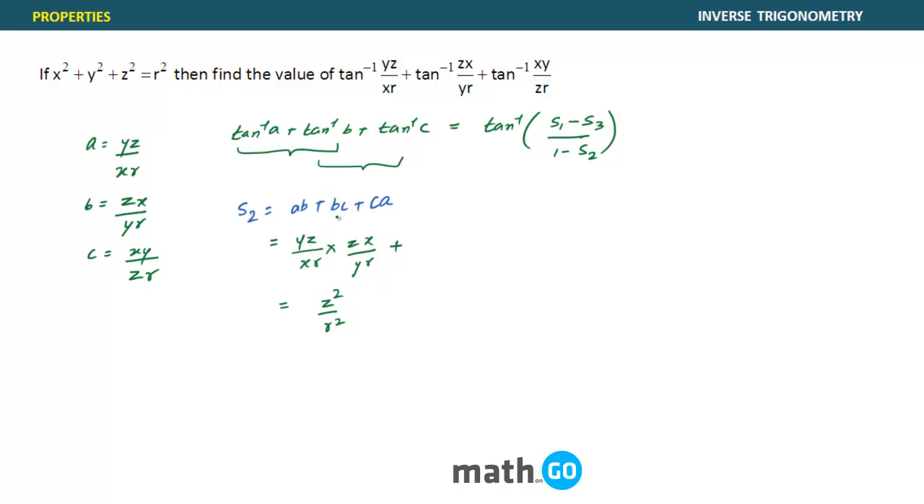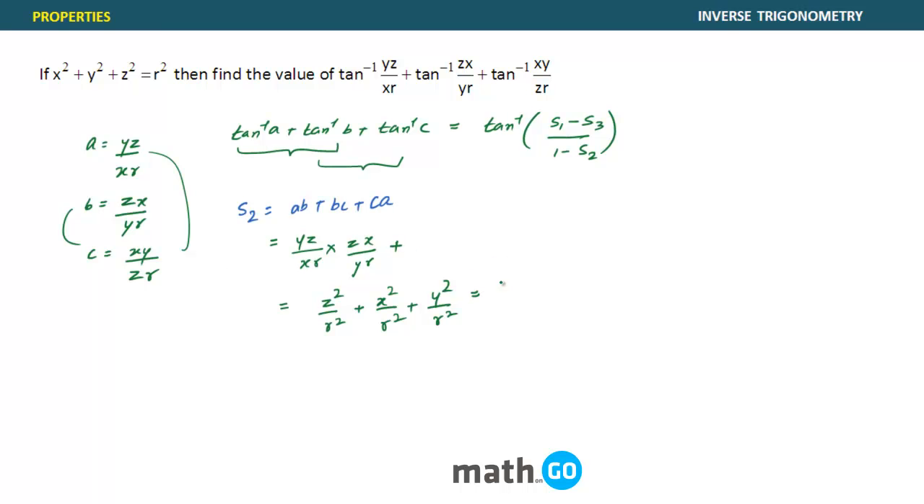Similarly, you can solve BC. So if you multiply these two terms, what will cancel out? See, z cancels out and y cancels out. So you actually get here x square by r square, and similarly I can say that the last term, if you do A and C, these two terms, you will be left with y square by r square.